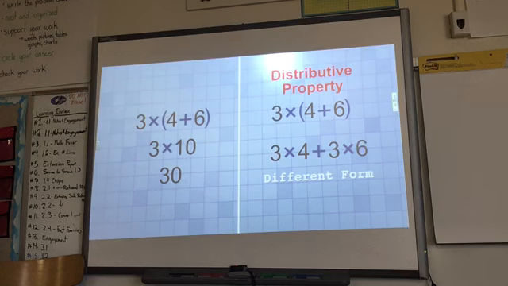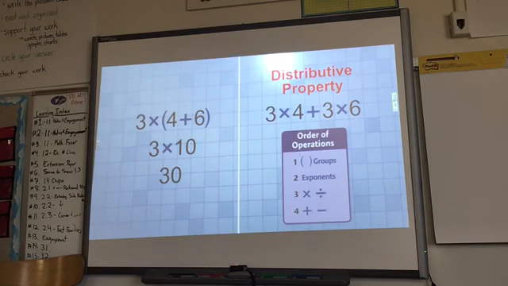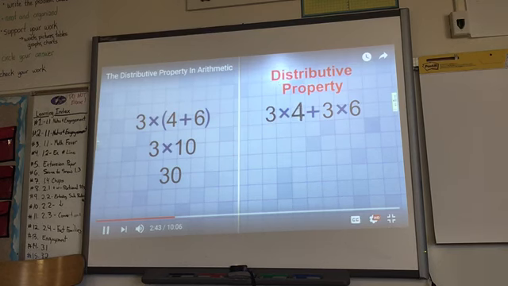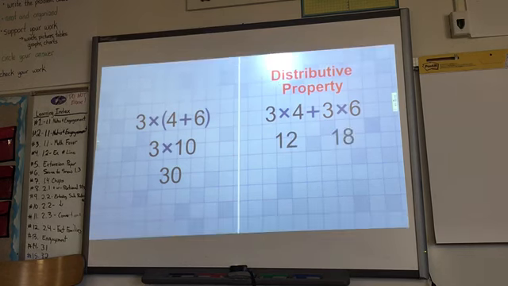Now, we can continue to simplify this new form using our order of operations rules. Those rules tell us to do multiplication before addition. Okay. Write down the expanded form in that second box, and then solve it using the order of operations. 3 times 4 is 12, and 3 times 6 is 18. The last step is to add those two results together. 12 plus 18 equals 30.